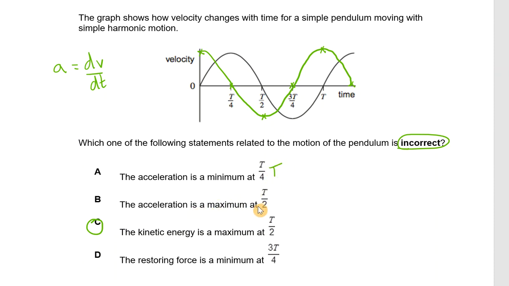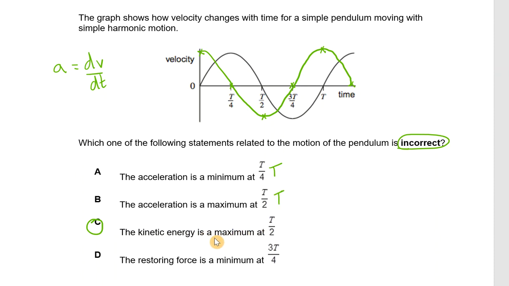The acceleration is at a maximum at T over 2. T over 2, yeah, that acceleration is a maximum. The fact that it's negative just shows which direction the acceleration is in, but it's still at a maximum. So that's a true statement.